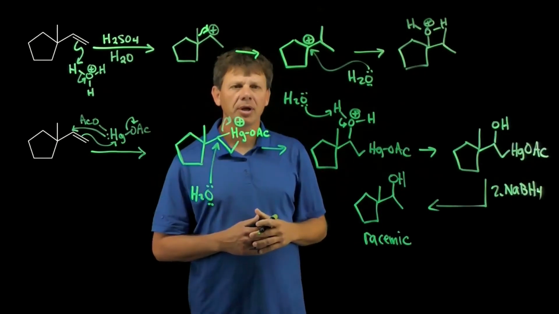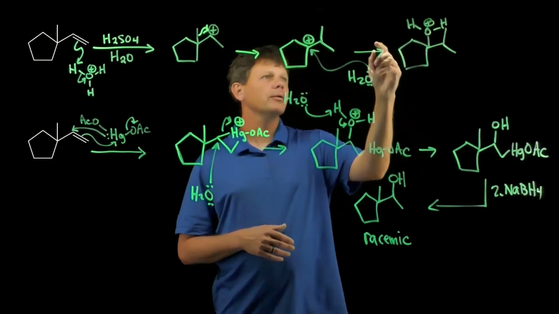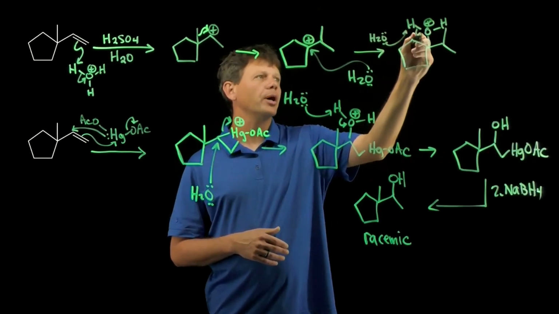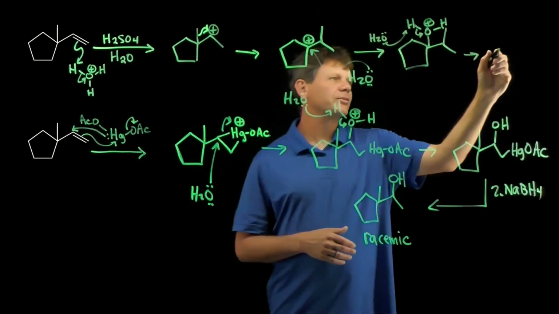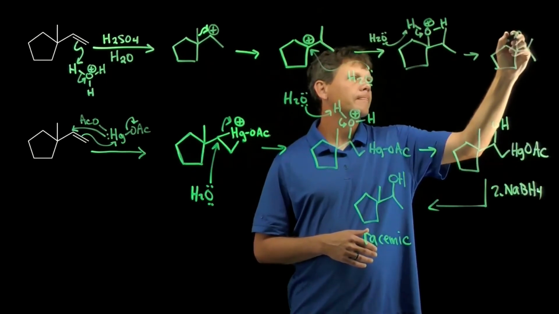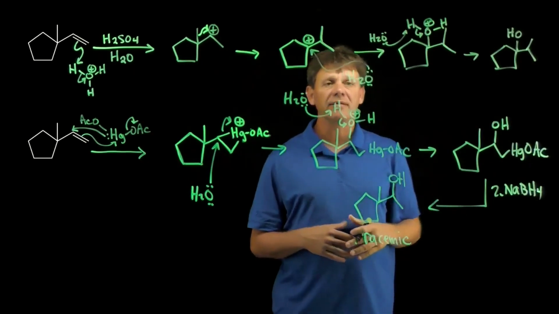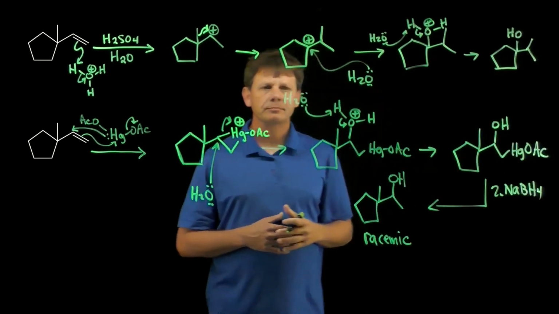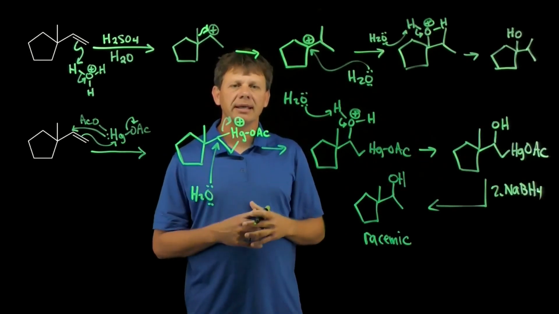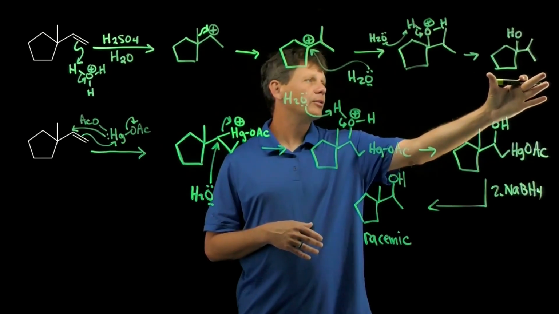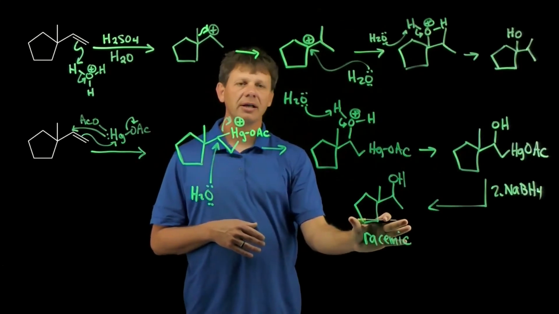It brings along its proton, and just like happened down here, another molecule of water can come in and remove that proton to finish this reaction at the alcohol. Because we have not created a new stereocenter in this reaction, we don't have to indicate a racemic mixture. The two products we make are different, the tertiary alcohol, the secondary alcohol.